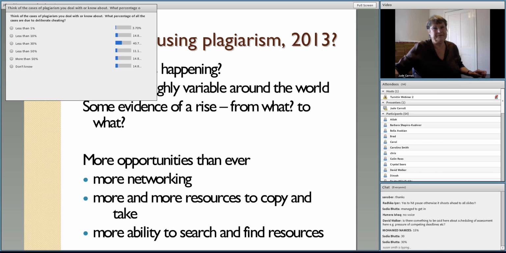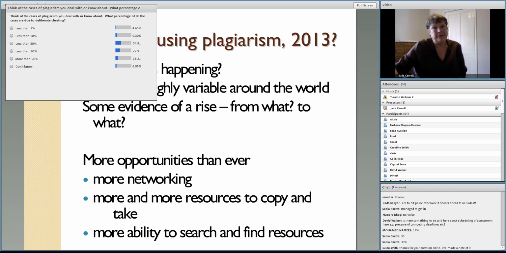Interesting. It's coming in now. I'm sure everybody can see. Things have stopped moving. So I'm going to assume you've more or less put your guesses in.